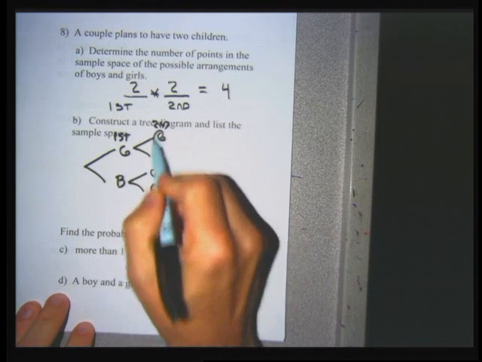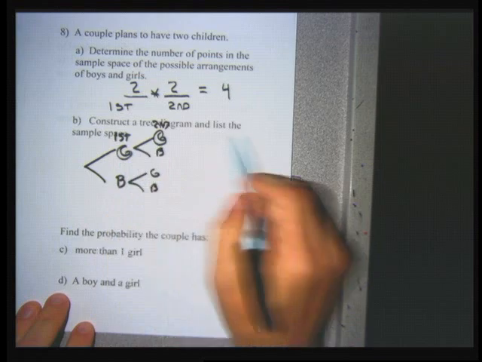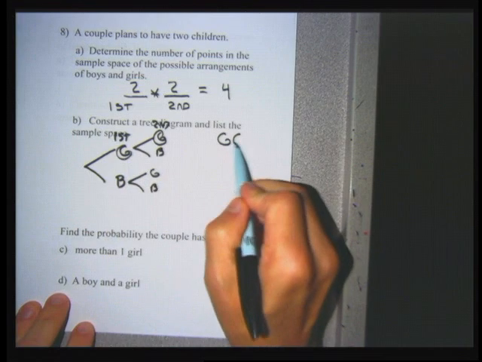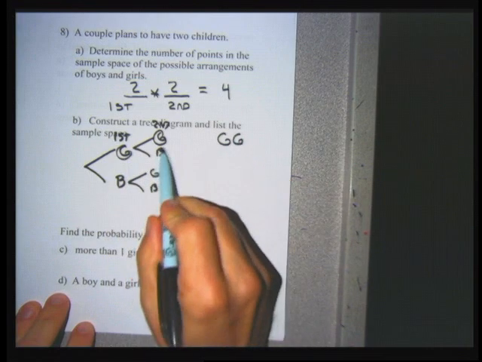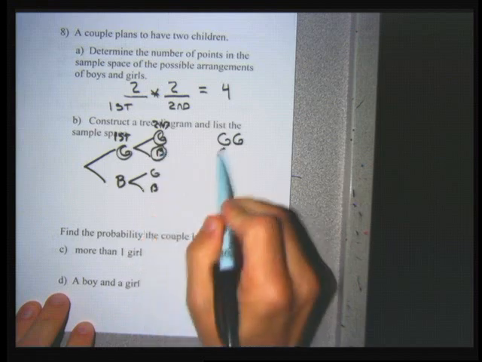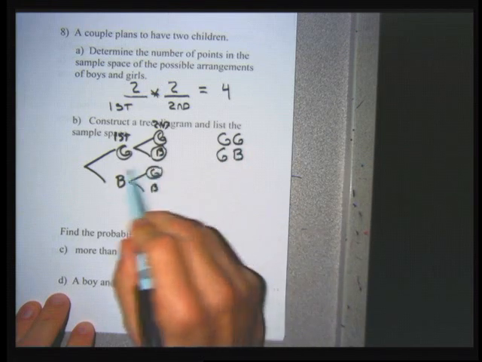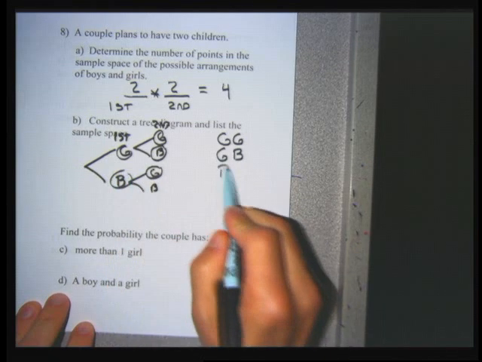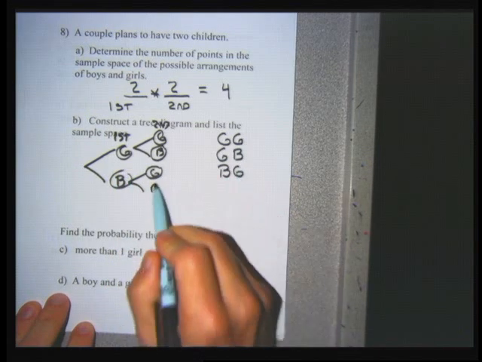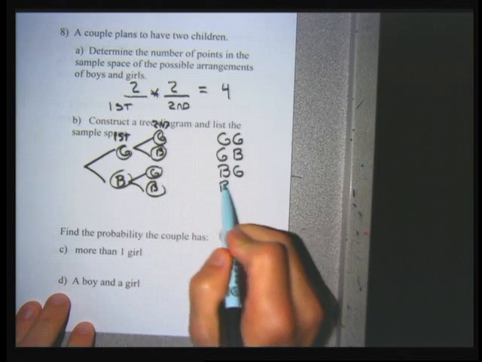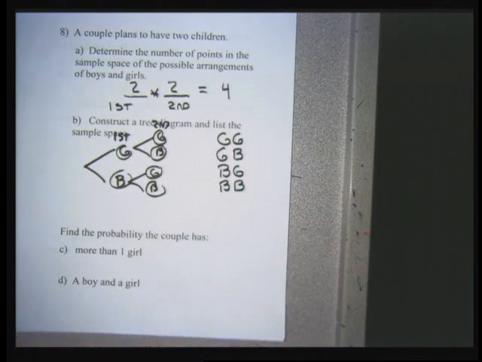So this G right here represents getting a girl for the first kid and a girl from the second kid. This B right here represents getting a girl first and a boy second. This G right here represents getting a boy for the first kid, a girl for the second, and this B is getting a boy first and a boy second. So that's end of part B.